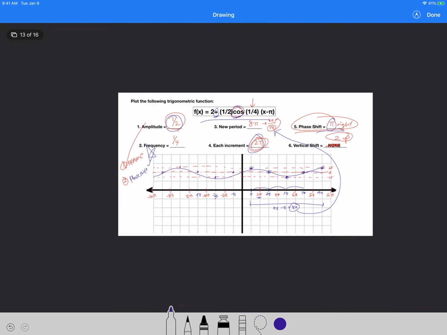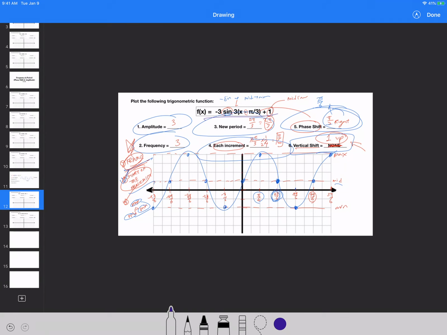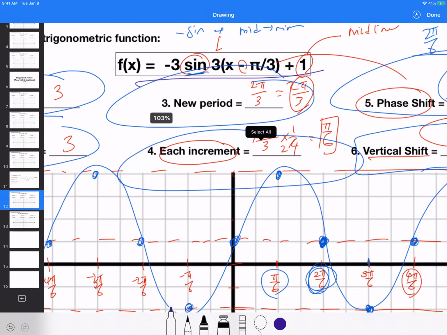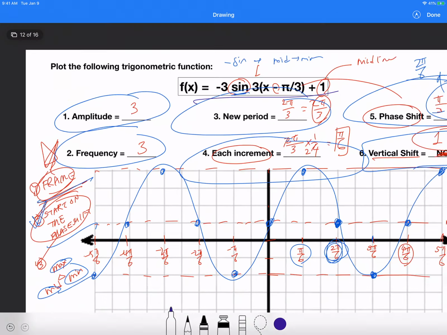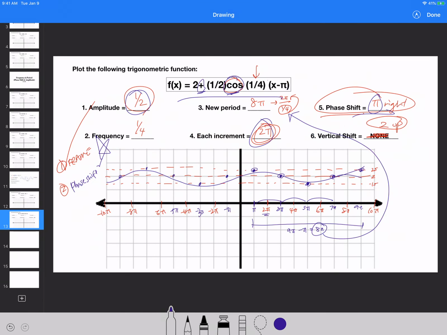You will see very similar questions like this one and this one. You will see similar questions like this one, the sine graph, where all the components are added, for your homework questions.